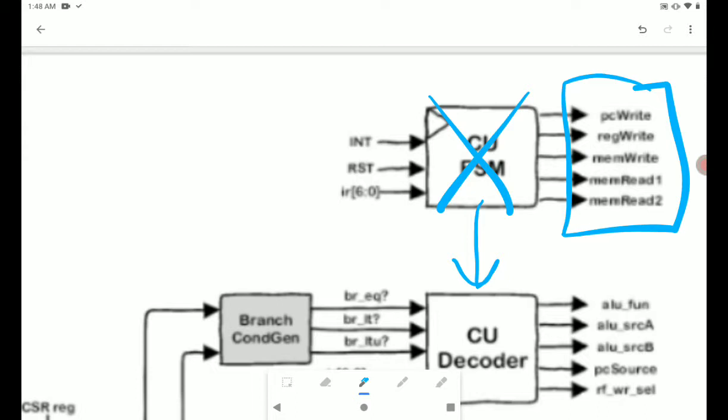So let's start with PC write. PC write is always going to be high in our pipeline. Why is that? Because we are fetching a new instruction every clock cycle, always high. Reg write, that's going to depend on the instruction. If you're writing to a register in that instruction, you want reg write to be high. Same with mem write. Mem read 1, always high. Again, you're fetching a new instruction every clock cycle, right? Mem read 2, that's going to depend.